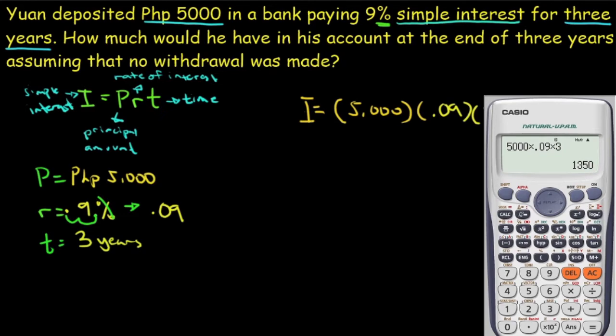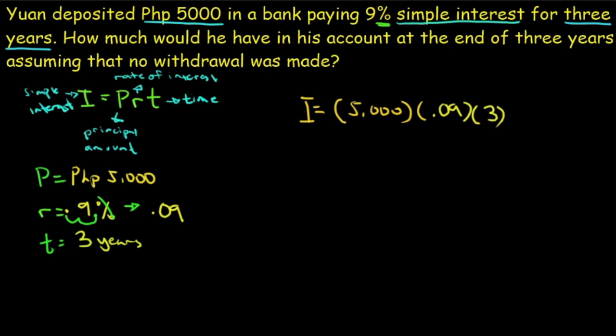Yung 1,350 na yan, sulat natin, 1,350, ayan yung tinubo. So, kung pera yan, lagay natin yung unit na ginamit. This is the simple interest.